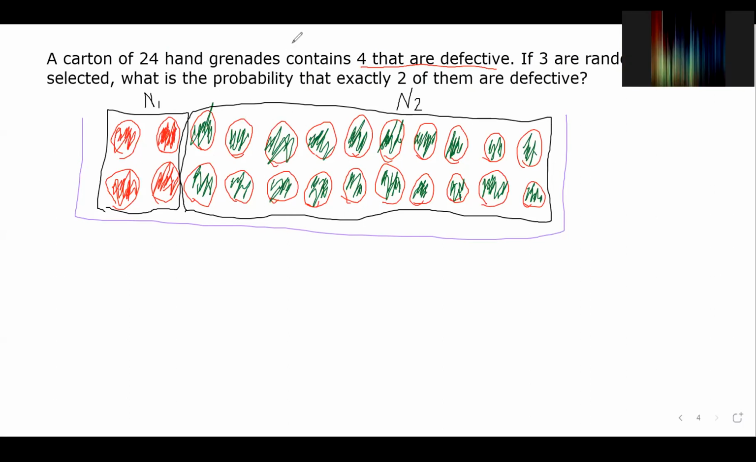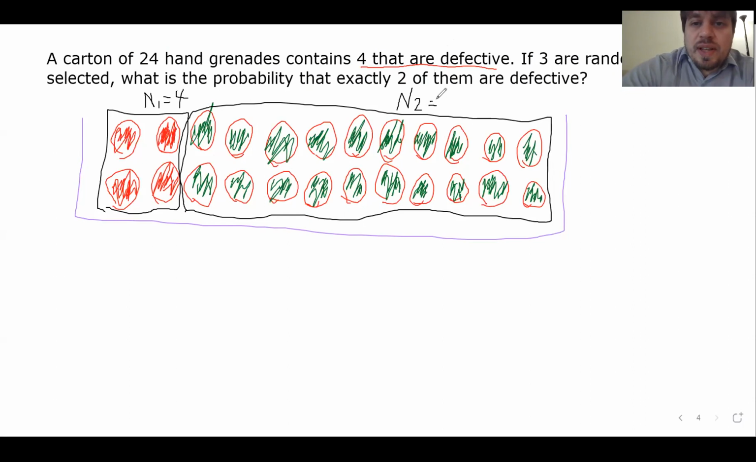Okay. So what I did was I chose type 1 to be the defective ones and type 2 to be the non-defective ones. So N1 has a value of 4 because there are 4 defective ones, and N2 has a value of 20, right? If there's a total of 24 hand grenades and 4 are defective, that means the remaining 20 are not defective, type 2.